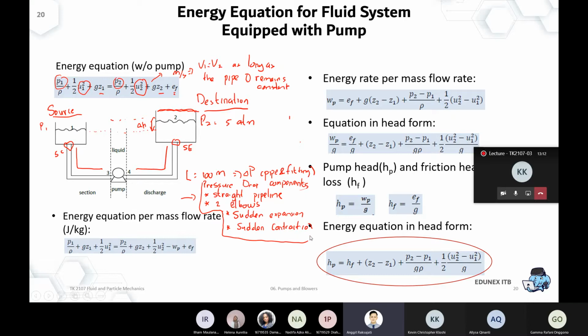So when we add a pump into the system, we add reference points. So 3 would be the, okay, this is actually a typo. It's not a section, it's a suction, okay?